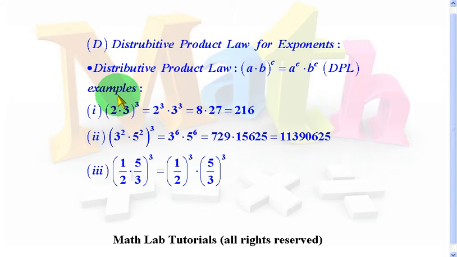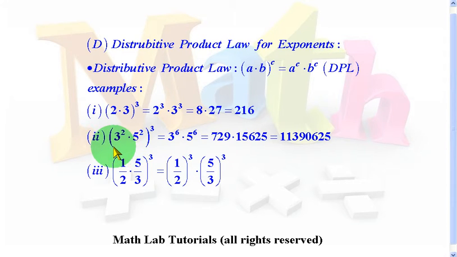Let's look at some examples that might clarify. Example 1, you've got bracket 2 dot 3 all to the power 3. The bases are 2 and 3, and the exponent is 3. So if we distribute this 3 to each base, we wind up getting 2 to the power 3 dot 3 to the power 3. 2 to the power 3 is 8. 3 to the power 3 is 27. And then at the end, 8 times 27 is 216.